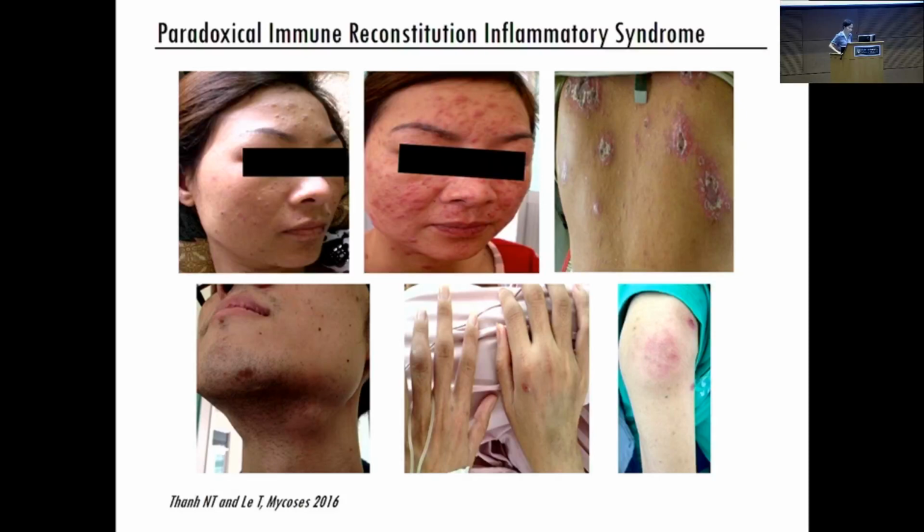They can present within 3 to 4 months of treatment with inflammatory paradoxical worsening of disease, and these are some of the manifestations. Right now, with funding from CFA, we're trying to understand the immunological profile of these patients and see if we can predict the disease somehow.